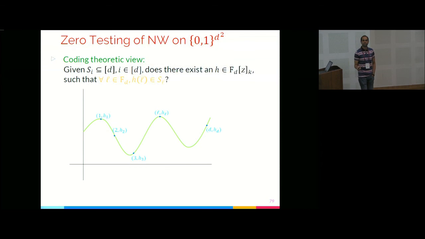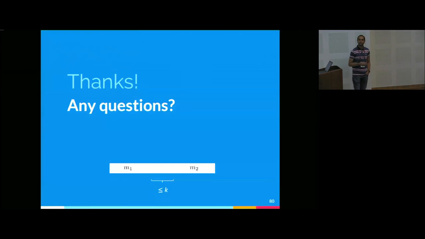Just for the sake of pictorial representation, I have drawn this polynomial like a curve, which cannot be drawn over a finite field. But if you look at the different evaluation points, this should be H of 1, H of 2, and so on. So for every L, H of L should be contained in the set SL. So that's it. I close. Thank you so much.